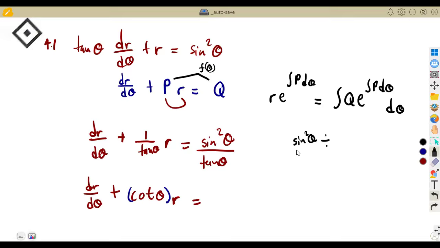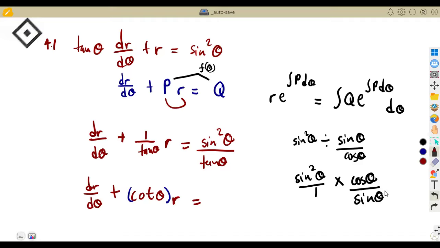divided by tan. Remember, tan is sine over cos, it's sine theta over cos theta. So it means we have sine squared theta over 1 times cos theta over sine theta. Yes, so this can be simplified, all right? Sine and sine cancel. With this one, it becomes sine theta. So this is sine theta, cos theta. So we are going to have sine theta, cos theta.